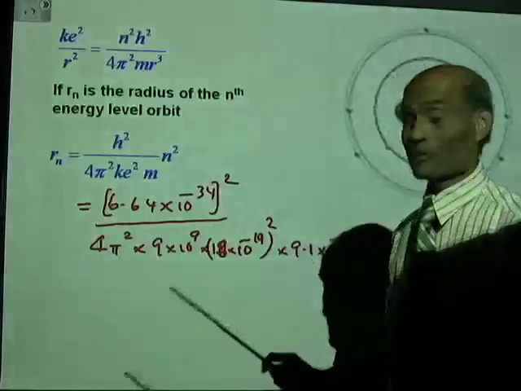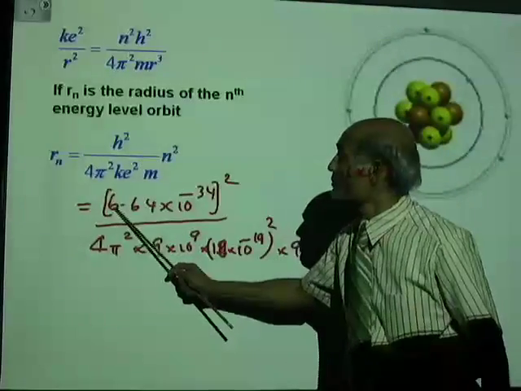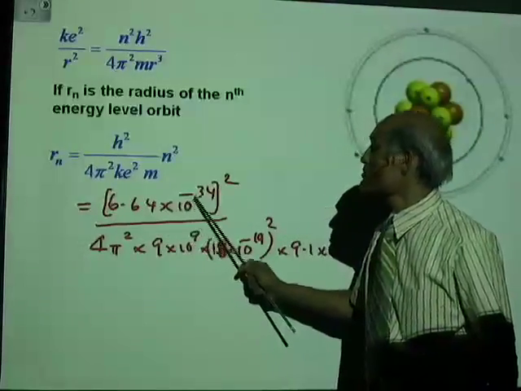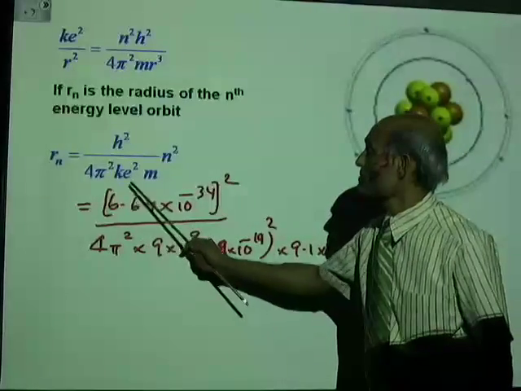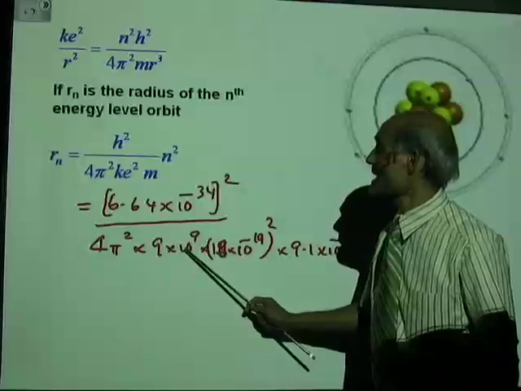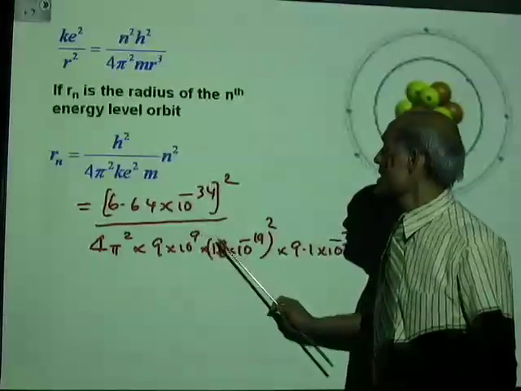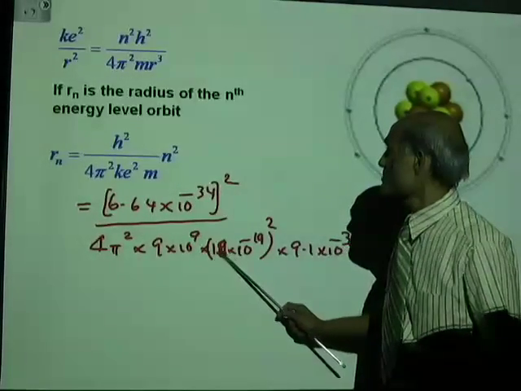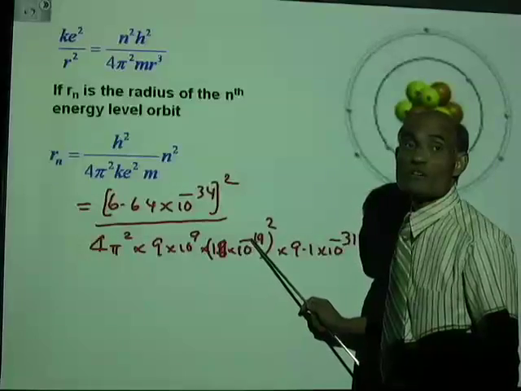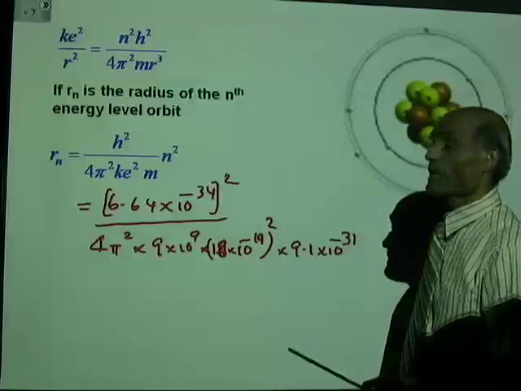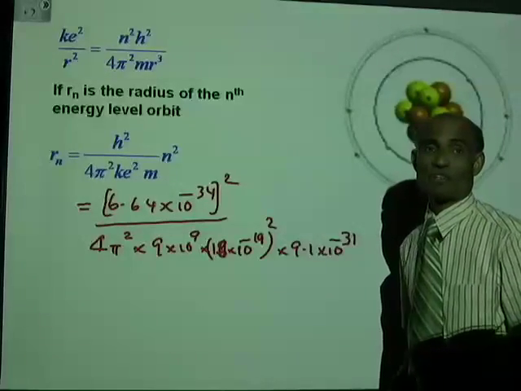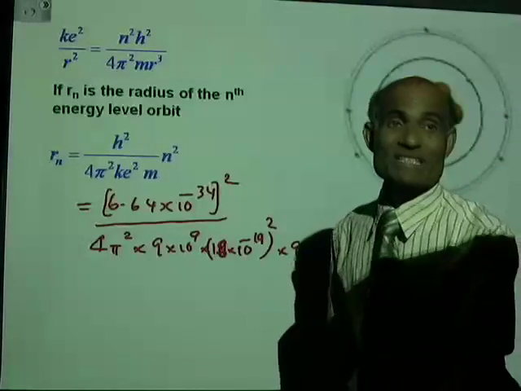Did you get a value for that? h is 6.64 times 10 to the negative 34 and square it, divided by 4 pi squared. k is 9 times 10 to the 9. e is 1.6 times 10 to the negative 19 and square it, times m, the mass of the electron. And what does that give you?